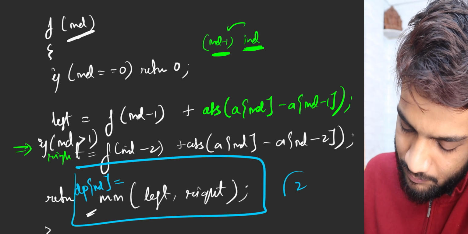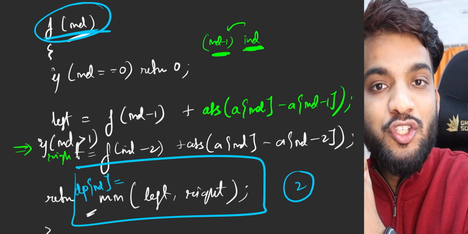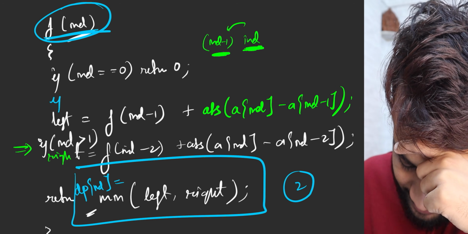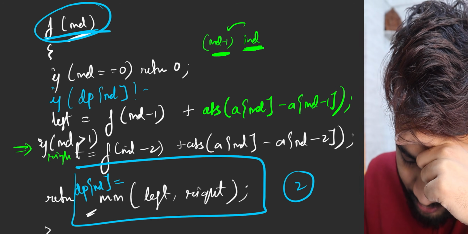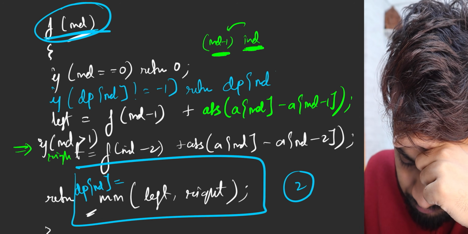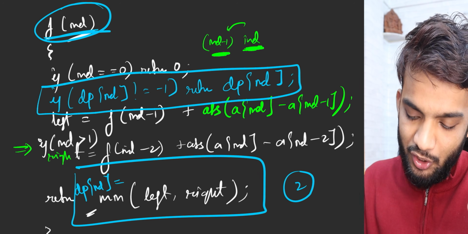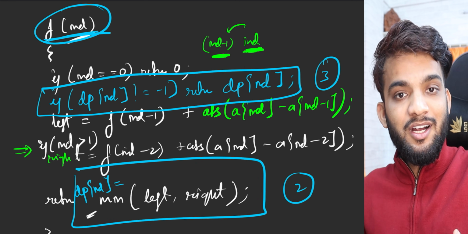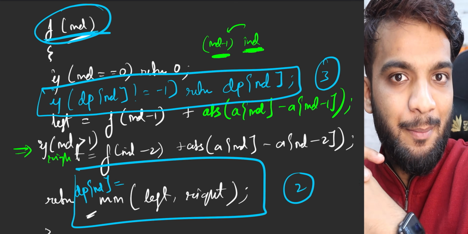So this is step 2. What's step 3? Whenever you call a recursion, check if it has been previously computed or not. If DP of index has been previously computed, no need to solve it again. Return DP of index. Done. Line number 3 converts a recursion to a memoization. So I've converted a recursion solution into a dynamic programming solution.